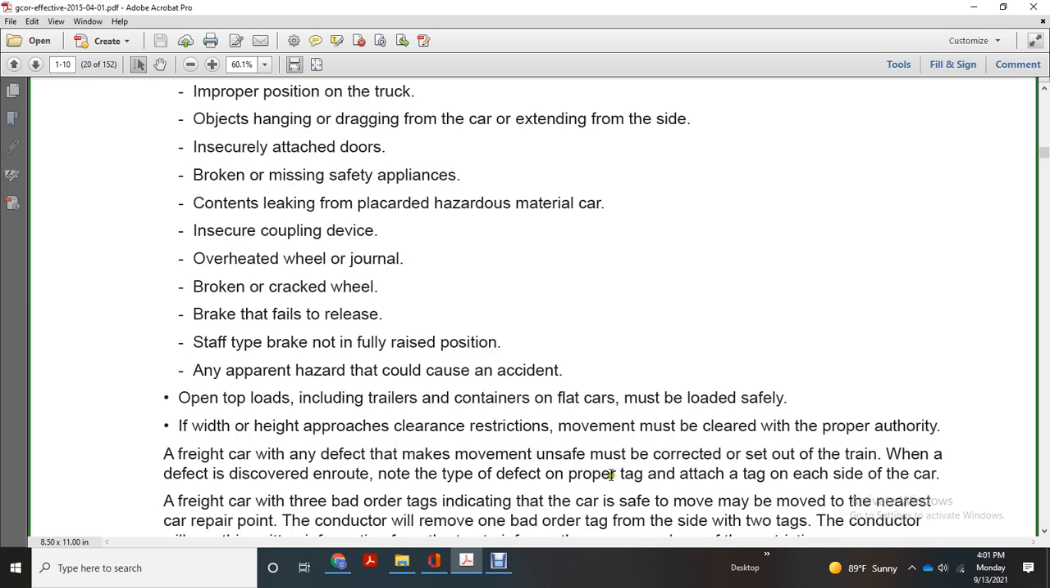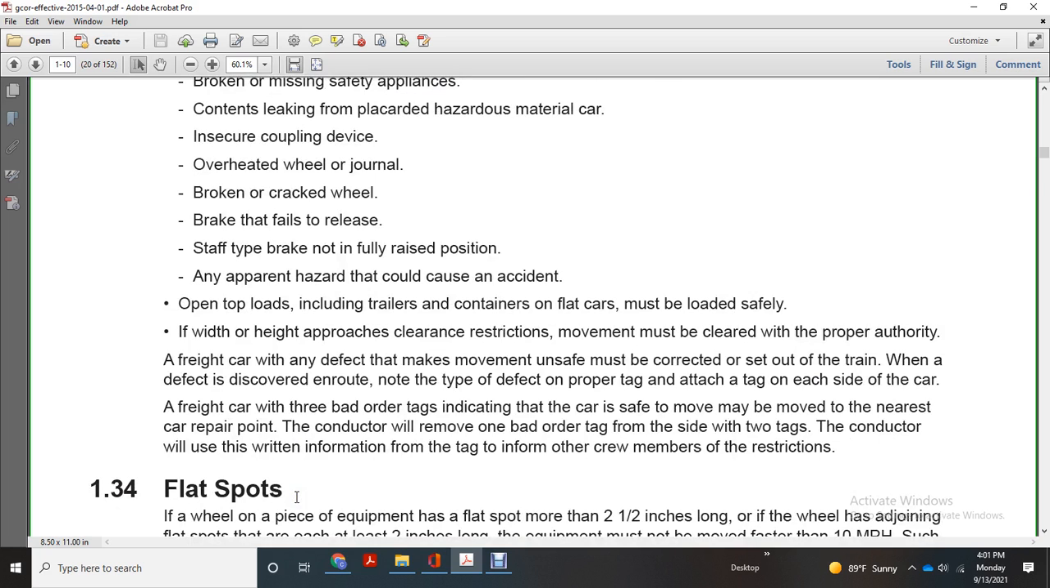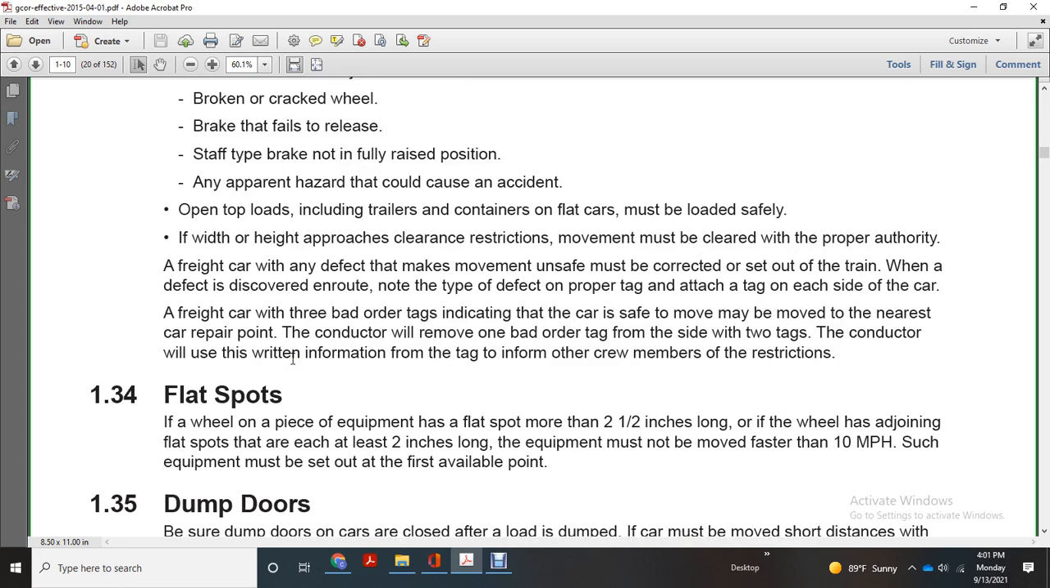Know the type of defect and attach the proper tag on each side of the car. A freight car with three bad order tags may be moved to the nearest repair point. The conductor will remove one bad order tag from the side with two tags. The conductor will use the written information from the tag to inform the other crew members of the restriction. Flat spot on a wheel on one piece of equipment.